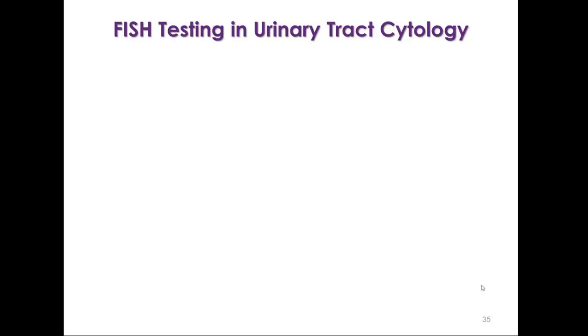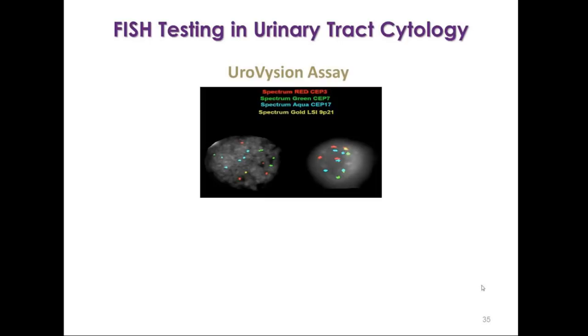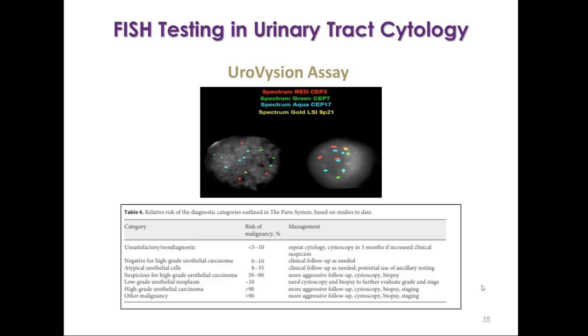So let's move on to urinary tract cytology. As I mentioned, FISH testing for our urine specimens has been around for a while. UroVysion is the most commonly utilized assay. And if you look in the new Paris system, they recommend using ancillary studies for your atypical urothelial cells category. So a UroVysion assay in conjunction with your cytology may help you with the management of these patients.